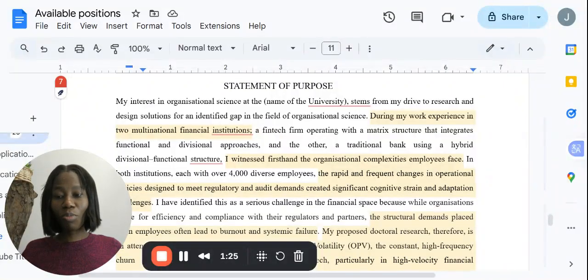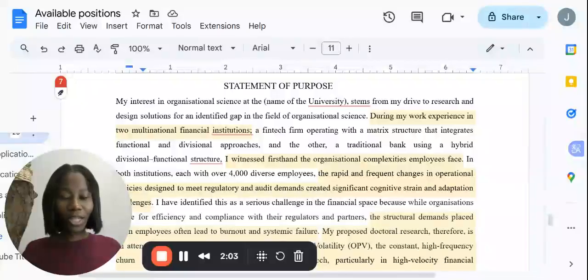So if you remember last week, I mentioned that the first thing you want to do in your statement of purpose is the motivation. What motivates you into applying? From what you can see on the screen, this person started with my interest in organizational science at the blah blah blah university stems from my drive to research and design solutions for my identified gap in the field of organizational science. So this person's motivation for applying is the gap that they have identified. Now, where is that gap coming from? It's coming from their work experience. They continue: my work experience in two multinational financial institutions, a fintech firm operating with a matrix structure.